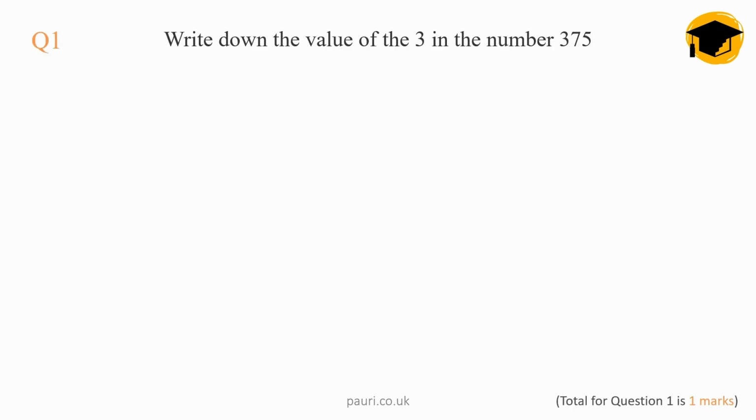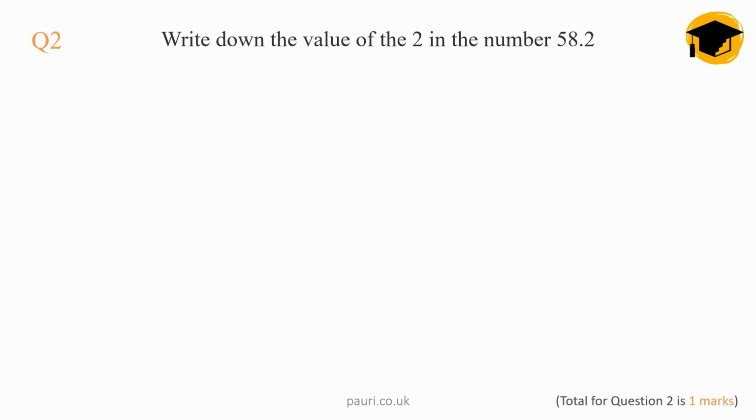Question 1. Write down the value of 3 in the number 375. When we look at the number, we start from the right hand side and then work our way to the left. So we get single digits, tens, and then hundreds. So it is 300. Next question, write down the value of the 2 in the number 58.2. The 2 is the tenths.